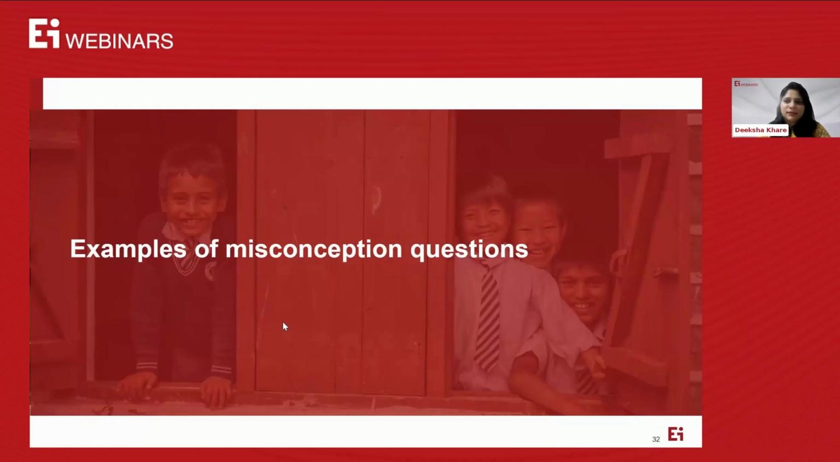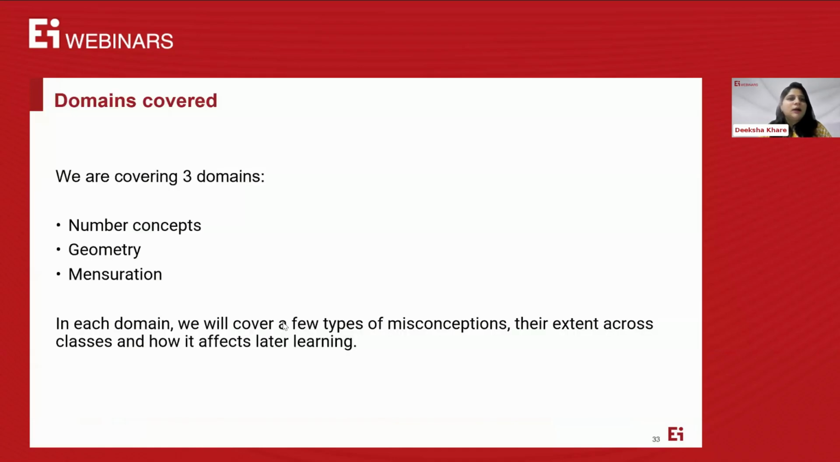So in this segment, we will try to cover a few types of misconceptions, their extent, and how it affects later learning. We will try to cover misconceptions in three main domains, that is number concepts, geometry, and mensuration. But I would like to say this as a disclaimer that these are not the exhaustive domains.